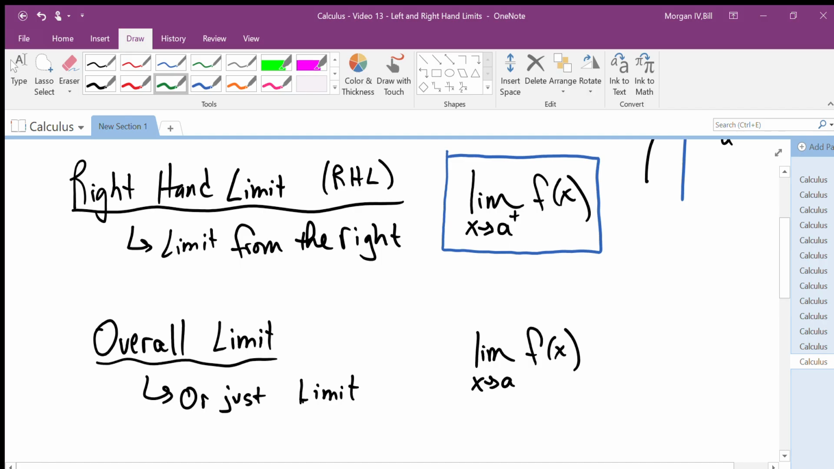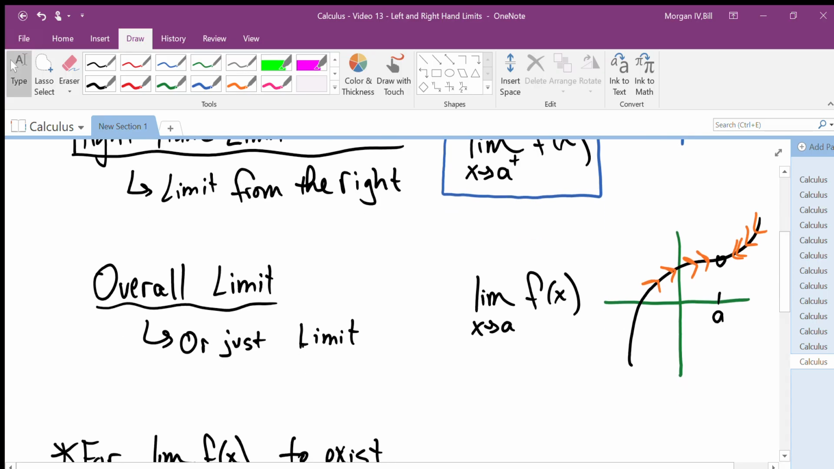So the limit as x approaches a, or the overall limit of the function, is what the y value is getting close to as x approaches a from both sides. When you picture that one, just the overall limit, you're thinking from the left-hand side and from the right-hand side, what is the y value going to?